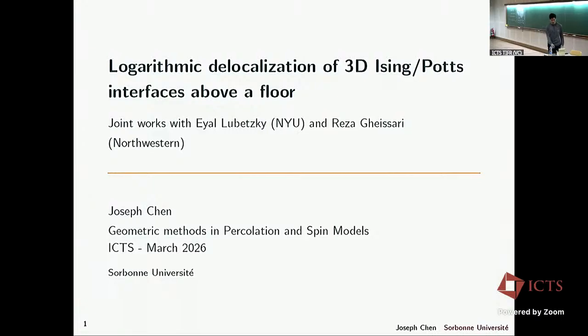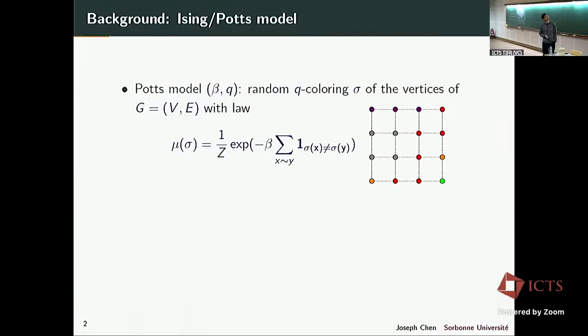So of course, the Ising model is just a special case of the Potts model, but I write it like this to emphasize that we're not just proving some results in the Potts model that was already known for Ising, but this is really new also for Ising. So these models have already been introduced.